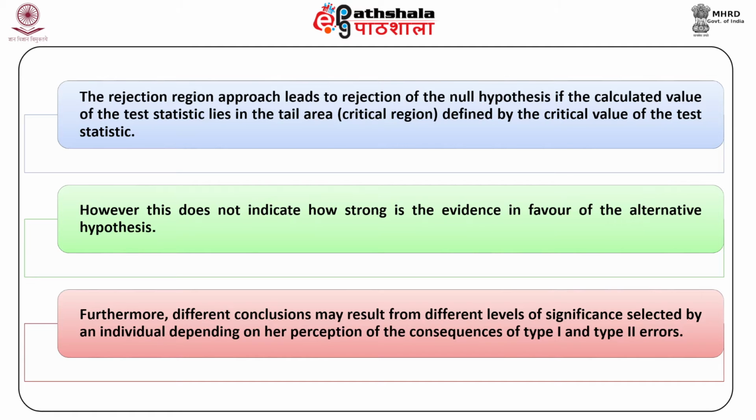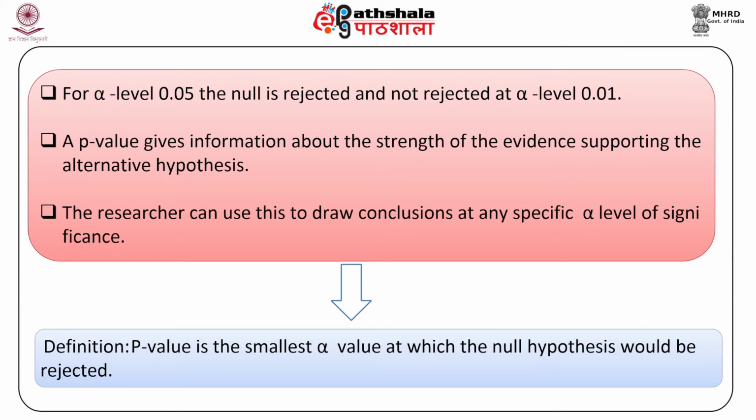Furthermore, different conclusions may result from different levels of significance selected by an individual depending on her perception of the consequences of type 1 and type 2 errors. For alpha level 0.05, the null is rejected and not rejected at alpha level 0.01. A p-value gives information about the strength of the evidence supporting the alternative hypothesis. The researcher can use this to draw conclusions at any specific alpha level of significance.